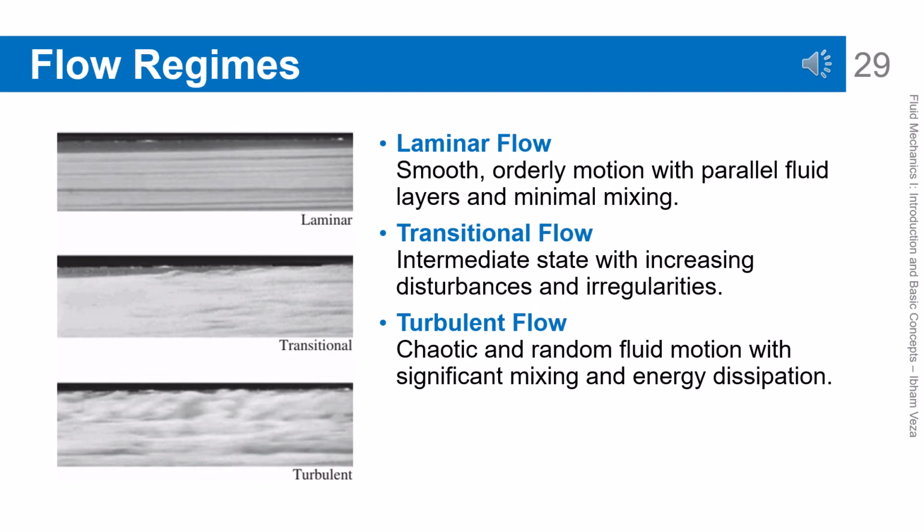Flow regimes. Laminar flow is characterized by smooth and orderly motion with very little mixing. Transitional flow represents an intermediate stage with increasing disturbances. Turbulent flow is chaotic and involves strong mixing. The change between these regimes is strongly influenced by the Reynolds number. This classification is important for choosing the correct analysis model.